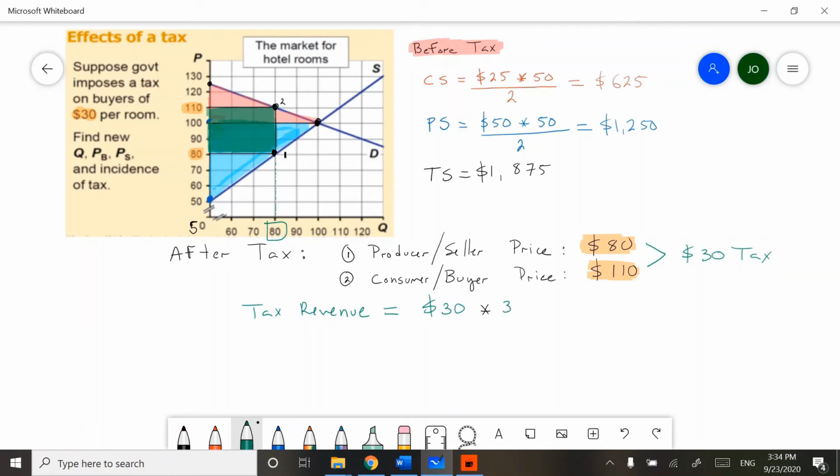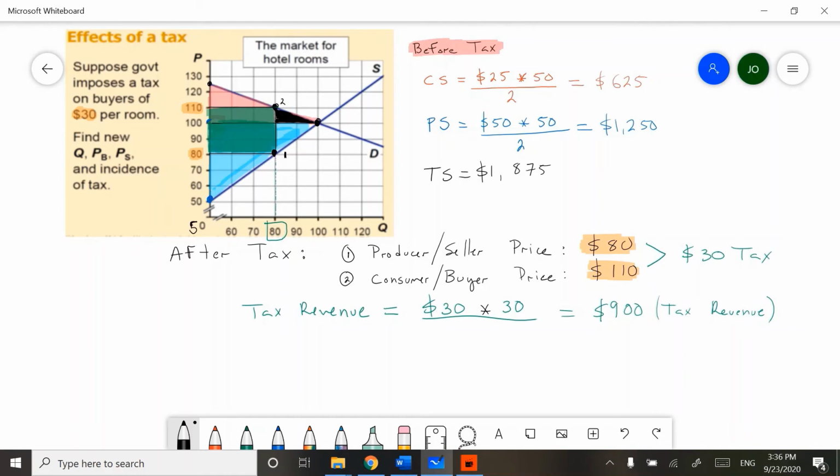We can take point 1 and 2 as a reference and go down to where we see the number 80. Now, notice that we are starting at 50 and our new quantity is 80 units. So the difference between those is 30 units. So now we have our formula for tax revenue, which is $30 times 30 transactions equals $900 in tax revenue.